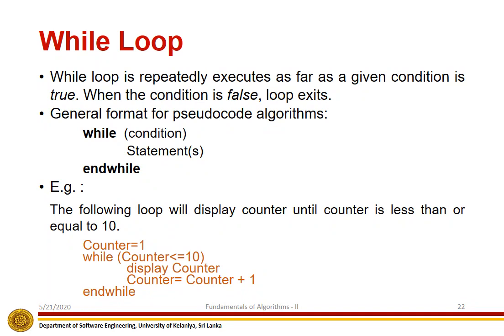Then we have to write the while loop. First the while keyword, then the condition in brackets: counter must be less than or equal to 10. It means this loop will repeat until the condition is false, until it passes 10. We call it the termination condition. Then we display the counter. Then the step up: count equals count plus 1. It means in every iteration the count variable is increased by 1. Finally, we finish the while loop with the end while keyword.